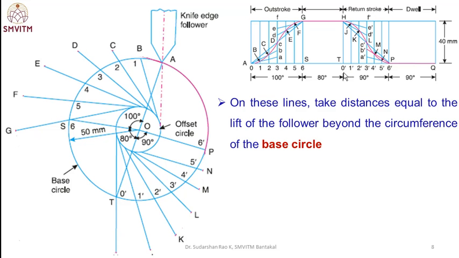So 0 dash h, then 1 dash j, like this. On these points take the distance equal to the displacement and mark it beyond the circumference of the base circle.